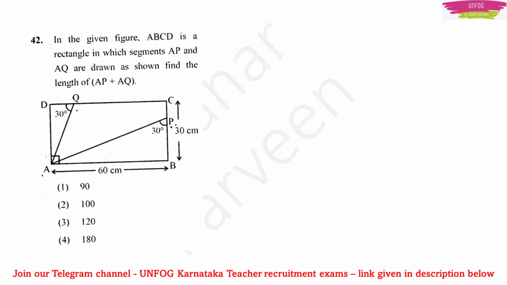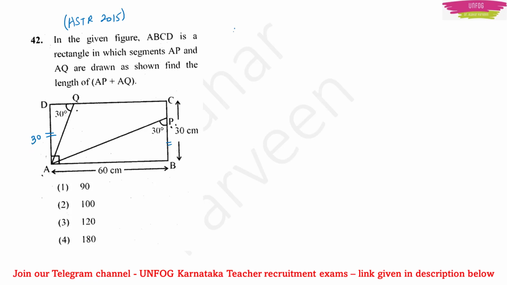Now we can solve few HSTR questions. This is a HSTR 2015 question. Now things will become very easy for you. The question is, in the given figure ABCD is a rectangle in which segments AP and AQ are drawn as shown. Find the length of AP plus AQ. So this is a rectangle, so this side will be equal to this side. So this will become 30 centimeter.